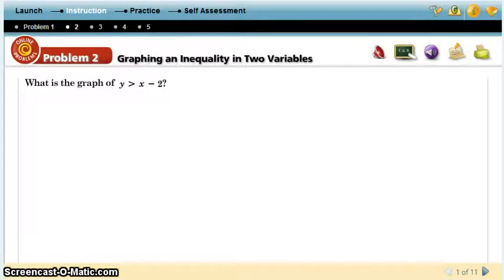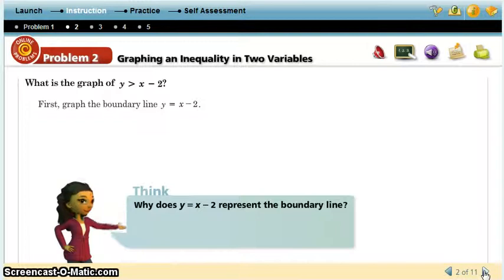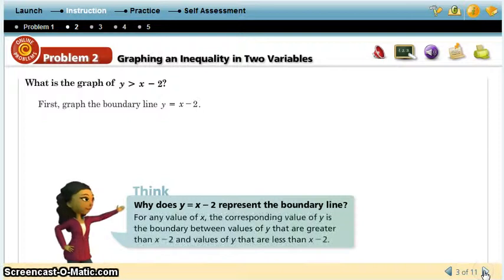In this problem, you will graph an inequality in 2 variables. What is the graph of the inequality y is greater than x minus 2? First, graph the boundary line y equals x minus 2. Why does the equation y equals x minus 2 represent the boundary line? For any value of x, the corresponding value of y is the boundary between values of y that are greater than x minus 2 and values of y that are less than x minus 2.